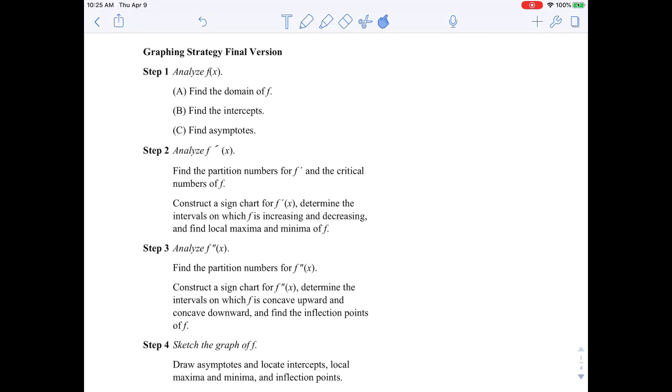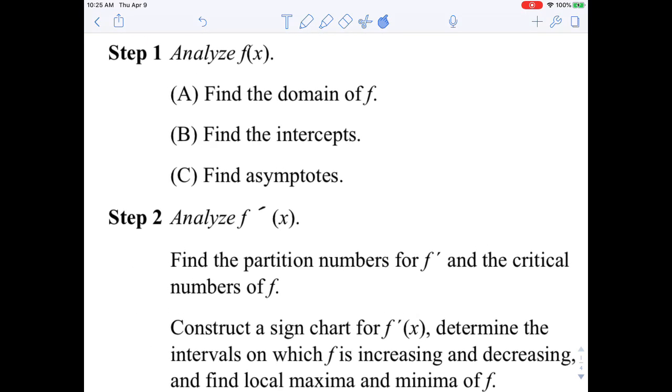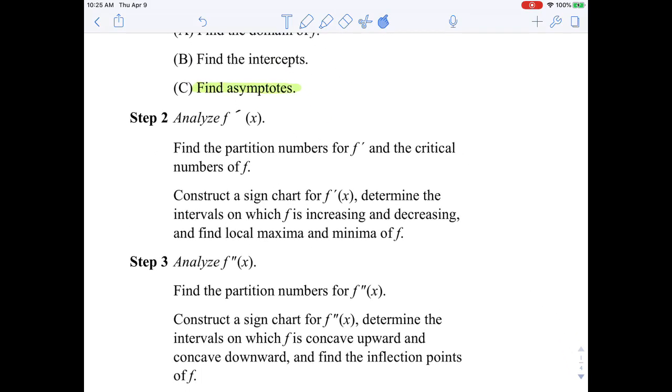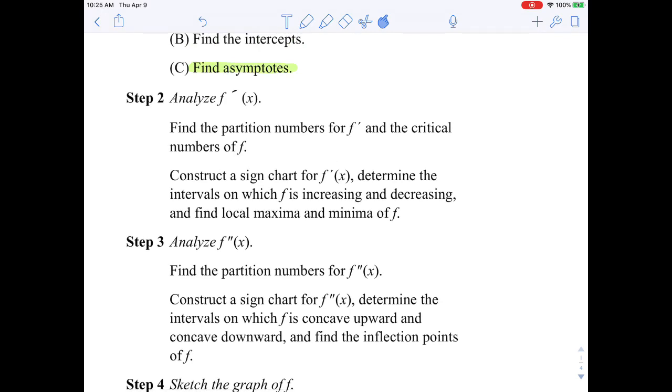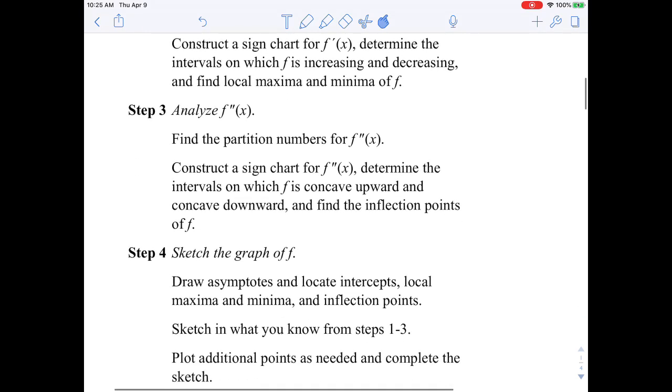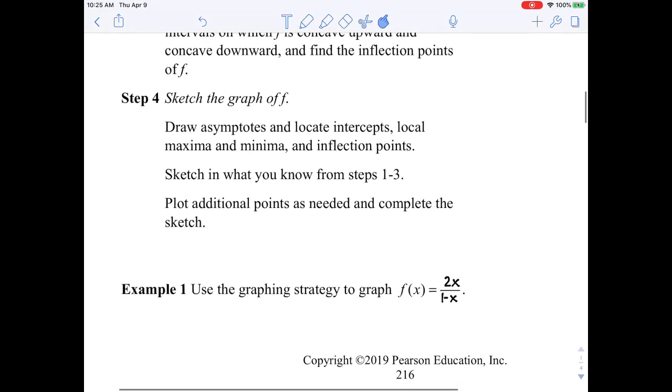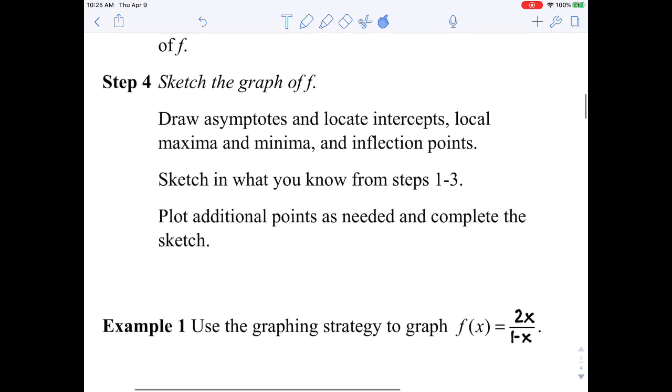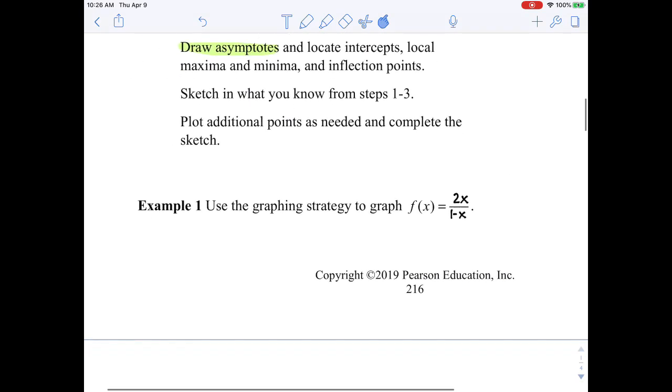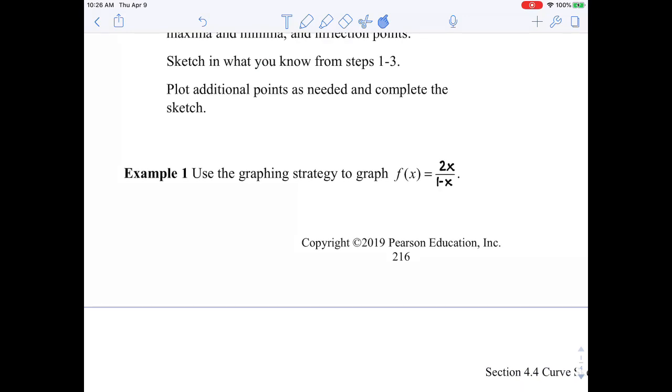So our final version of graphing strategy is that in this first part, we need to make sure that we find our asymptotes. Then we continue the same way, analyzing our first derivative, analyzing our second derivative, and then in our sketching, we need to make sure that we include drawing our asymptotes. And of course, then plot any additional points as needed to complete our sketch.